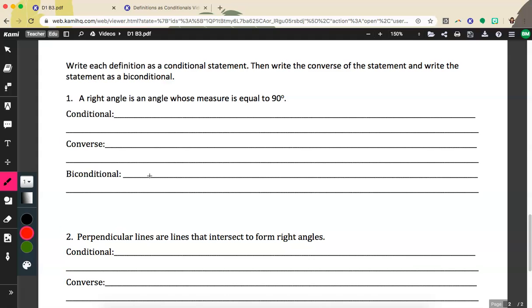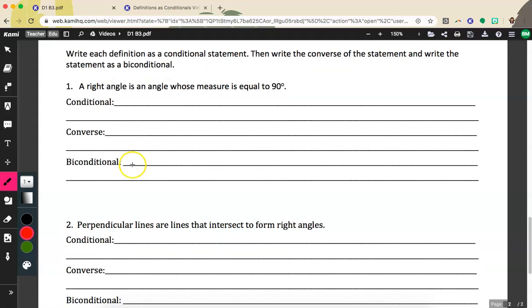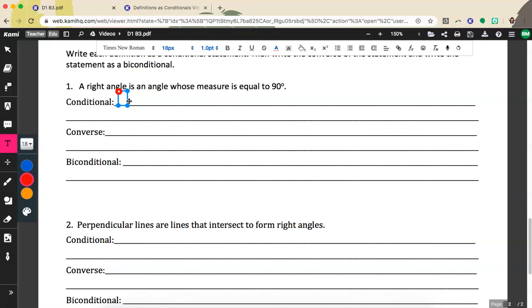So we're going to write the conditional, the converse, and the biconditional. We talked about that a little bit earlier. I would use the text feature here, typing. It's a little bit easier than writing out all of these. So our first one, it says a right angle is an angle whose measure is equal to 90 degrees. So the conditional, we can say, if an angle measures 90 degrees, then it is a right angle.